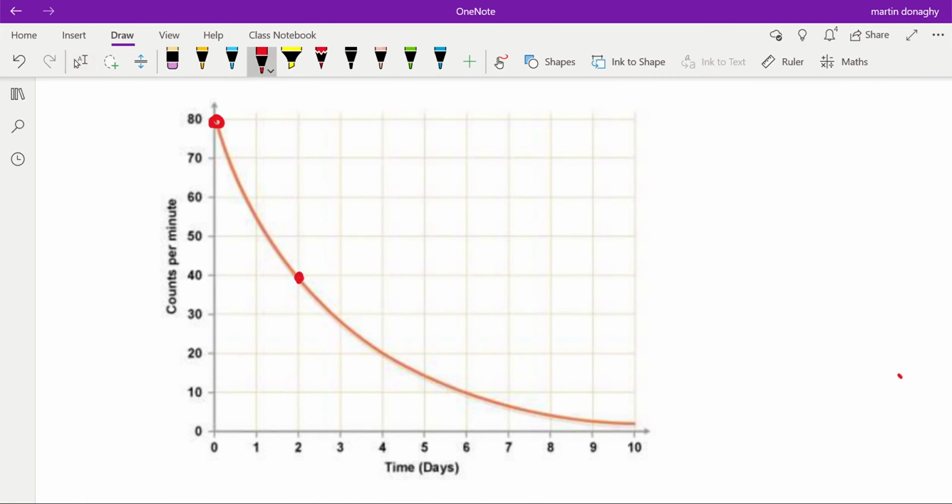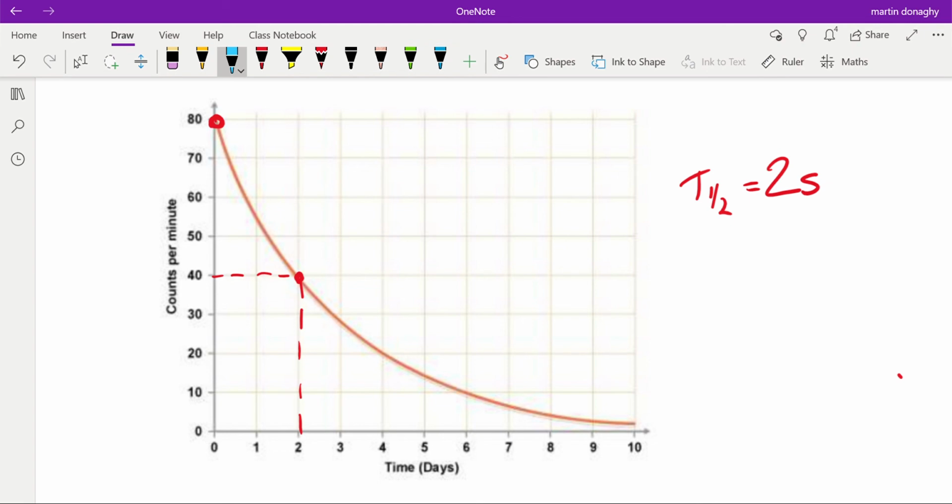So what I would do is I would draw a little line across and a line down, and you should see, and this is a symbol we use for half-life, capital T with a little subscript of half, it's 2 seconds. But we can do better than that, because we want a reliable value from a graph. So this value should be constant. So the time taken to get from 80 counts per minute down to 40 should be the same amount of time to get from 40 down to 20.